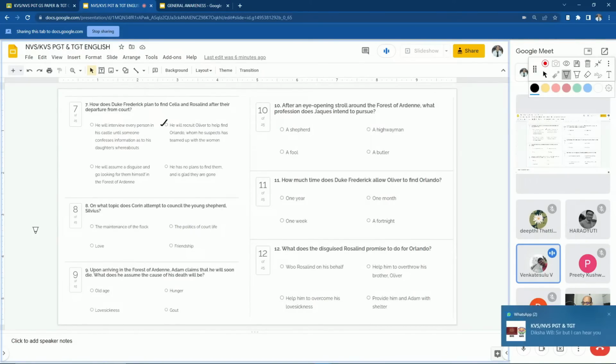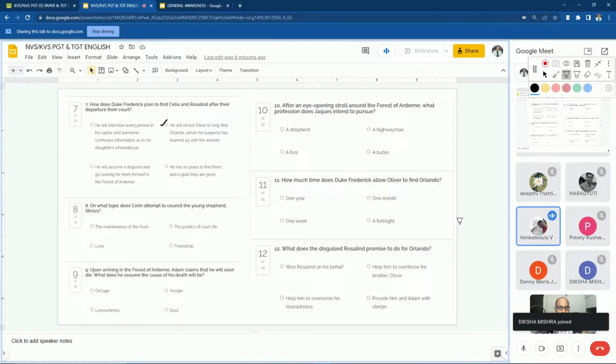On what topic does Corin attempt to counsel the young shepherd Silvius? The maintenance of the flock, love, the politics of court life, friendship. Right. Answer is? Sir, love. Right. Next question, ninth question.